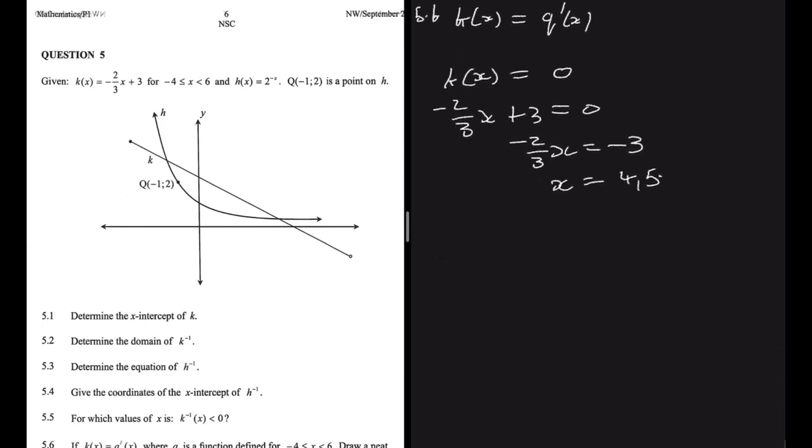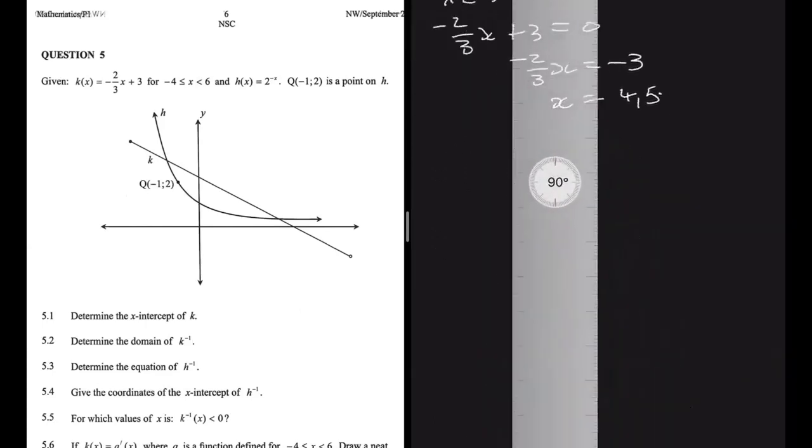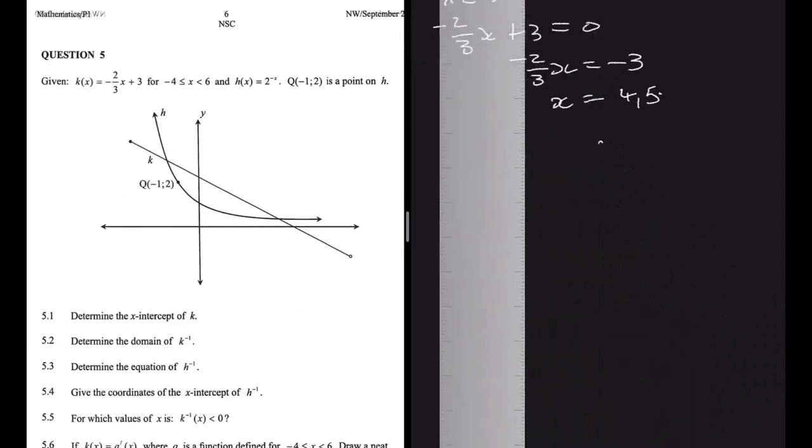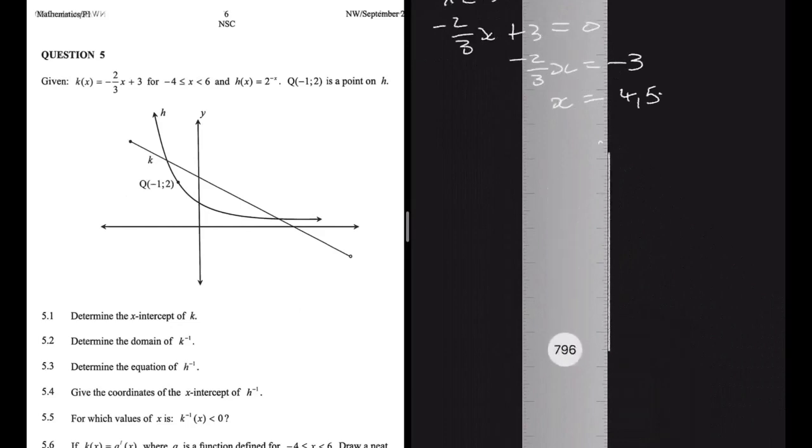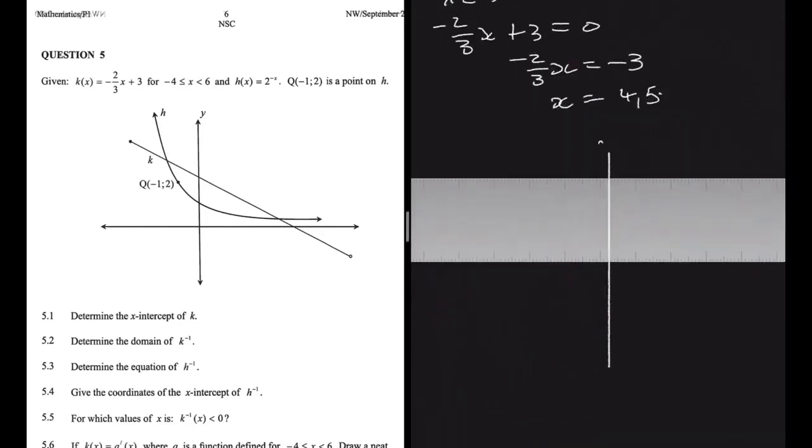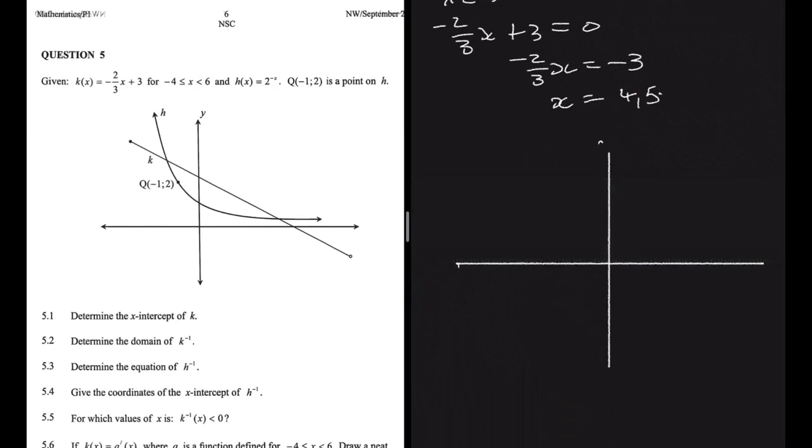Right. So now we have all we need to sketch the graph. So let's just go ahead, do that, and see what we have. Right. So there goes our y-axis, and there goes our x-axis. So let's see what we can do here. We know that our end points are at minus 4 and positive 6, right?